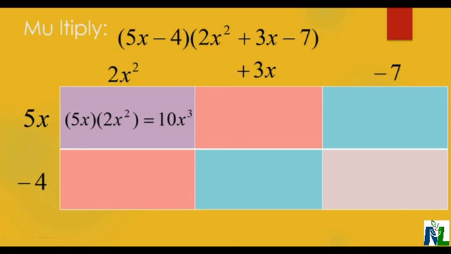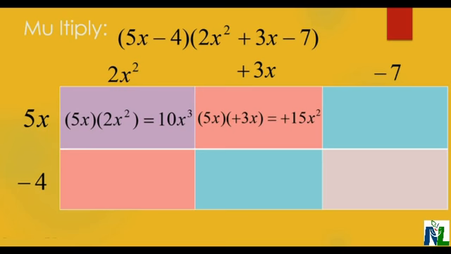To multiply, we look at the outsides of each block. I've color-coded them to make it a little easier. Remember, when multiplying, you multiply the numbers. 5 times 2 gives us 10. And when you multiply variables, you add the exponents. So x times x squared gives us x to the power of 3. Continuing along the colored blocks, 5x times positive 3x gives us positive 15x squared.